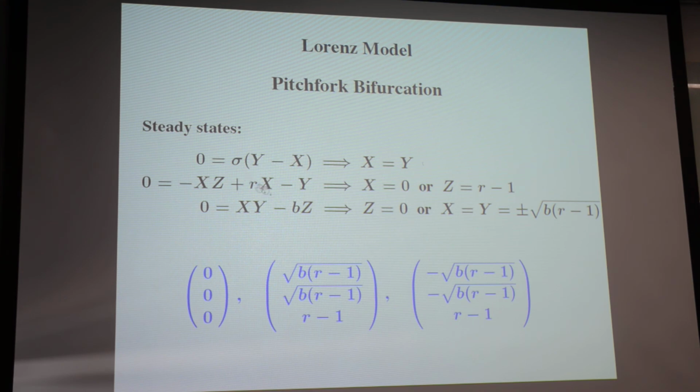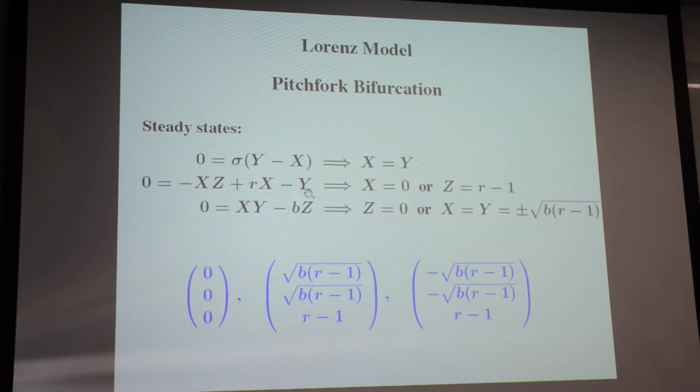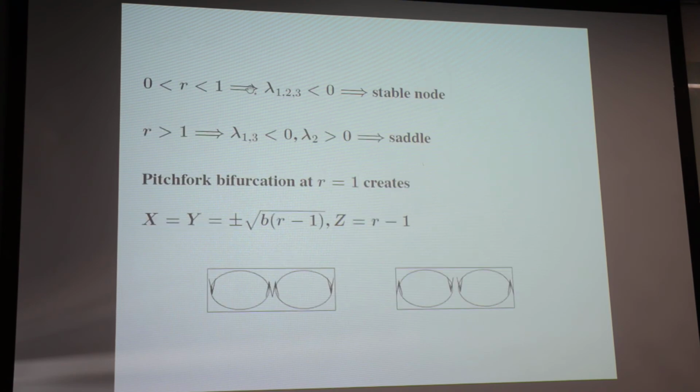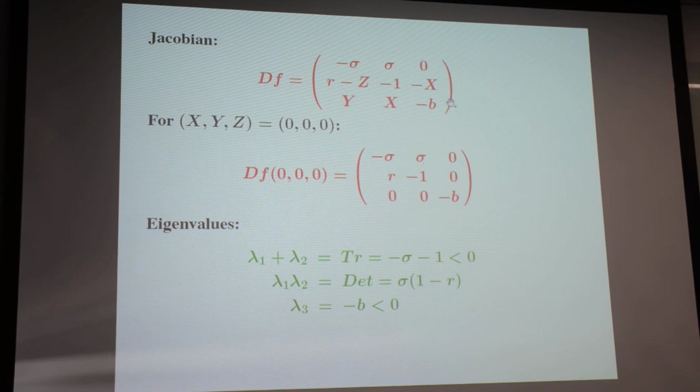Then the second row, the derivative of this with respect to x should be r minus z. And lo and behold, it is. The derivative of this with respect to y should be minus 1, and the derivative with respect to z should be minus x, so we should get minus 1 minus x. Yes, we do. And the derivative of this with respect to x is y, the derivative of this with respect to y is x, and then minus b, so we should get y and x and minus b, and that's what we get.